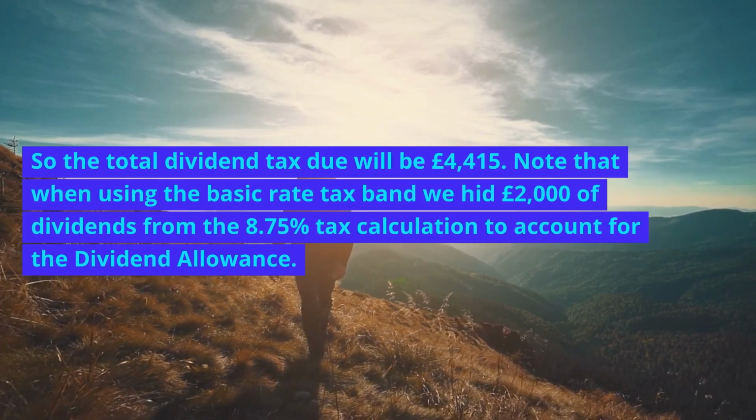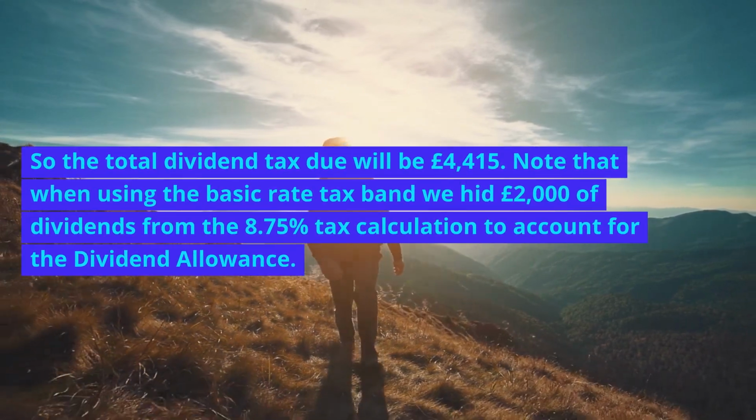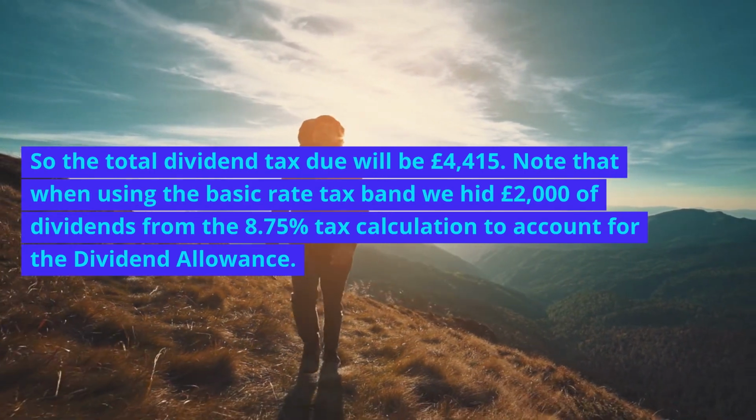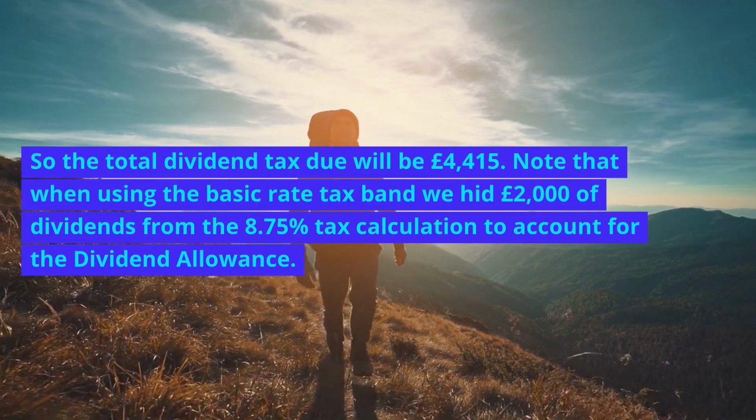So the total dividend tax due will be £4,415. Note that when using the basic rate tax band, we hid £2,000 of dividends from the 8.75% tax calculation to account for the dividend allowance.